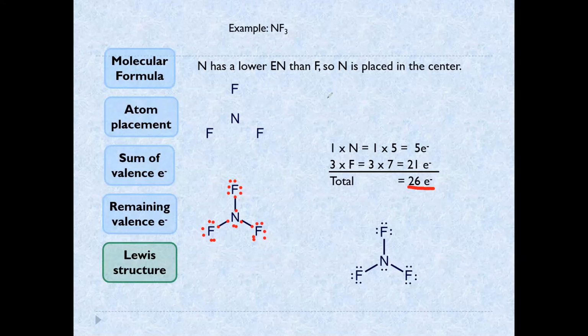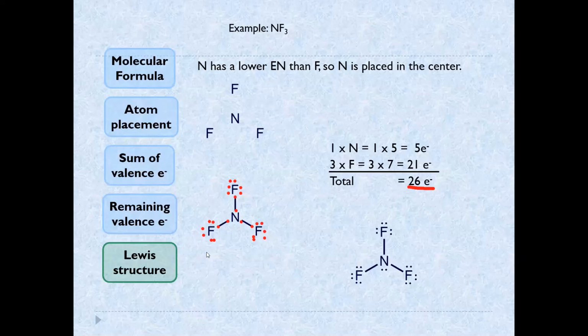Because if you look at nitrogen, nitrogen is not happy. Let me erase this. So if you look at it, this fluorine is happy, 1, 2, 3, 4, 5, 6, 7, 8. This other fluorine is happy, 1 to 8. This other fluorine is happy, 1 to 8. But let's count for nitrogen: 1, 2, 3, 4, 5, 6. Nitrogen is not happy, and the rule says that they must be octets.